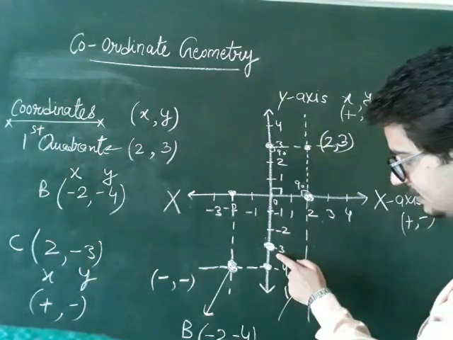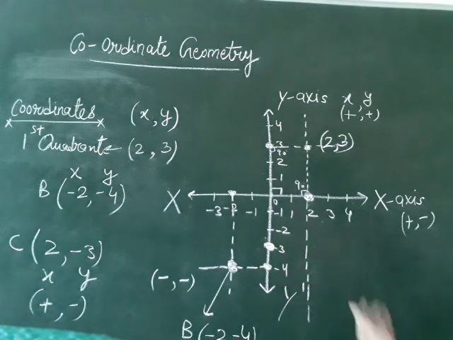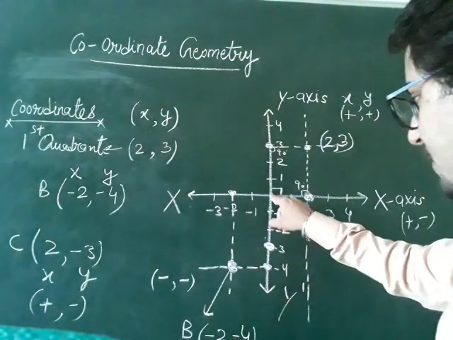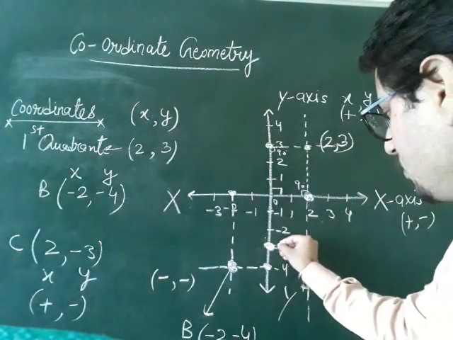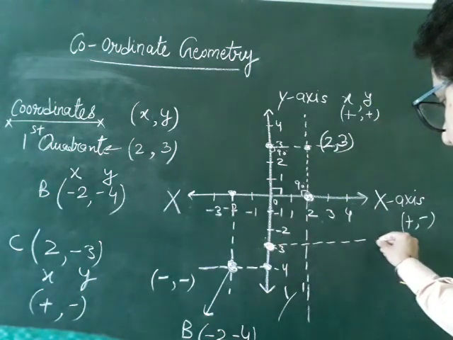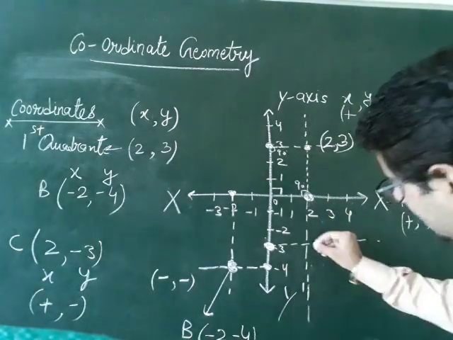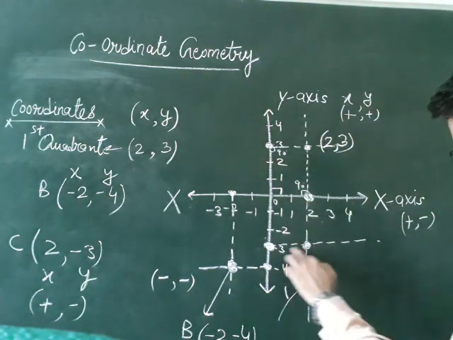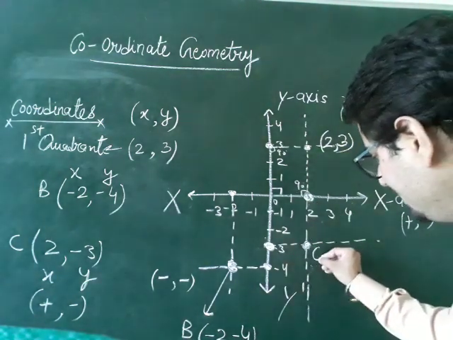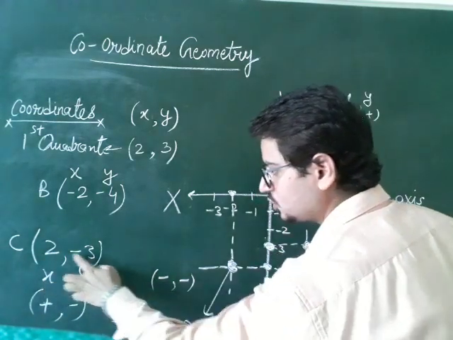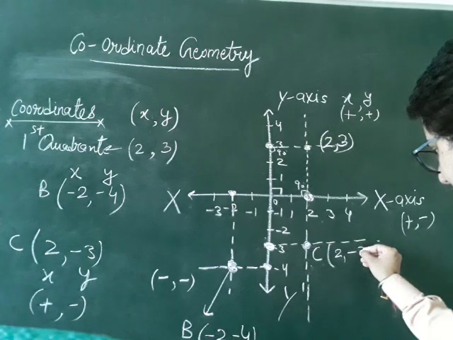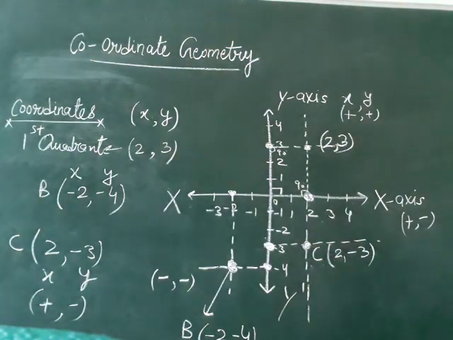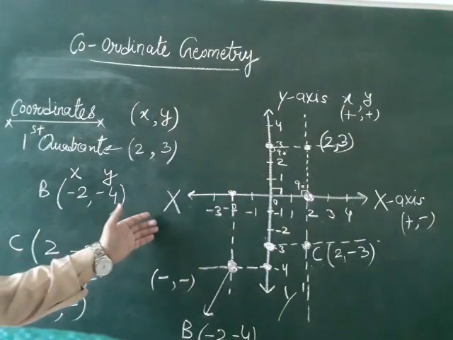Now from this point -3 we will draw another perpendicular line and that should be parallel with the x-axis. यहाँ से एक लाइन ड्रॉ करेंगे जो x-axis के पैरेलल होगी। दोनों ही परपेंडिकुलर लाइंस ने एक दूसरे को इस पॉइंट पर इंटरसेक्ट किया है। You can observe. So this will be your required point C and the coordinates of C are (2, -3). So this is the required method, this is the process by following which you can plot any coordinate on the xy plane, and I think it is now clear to all of you.